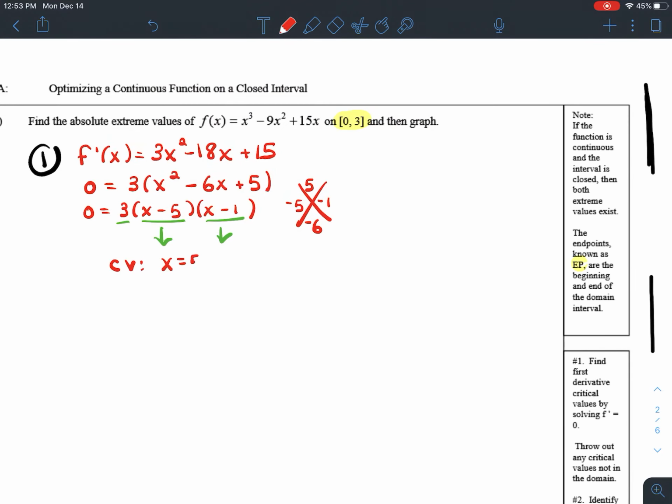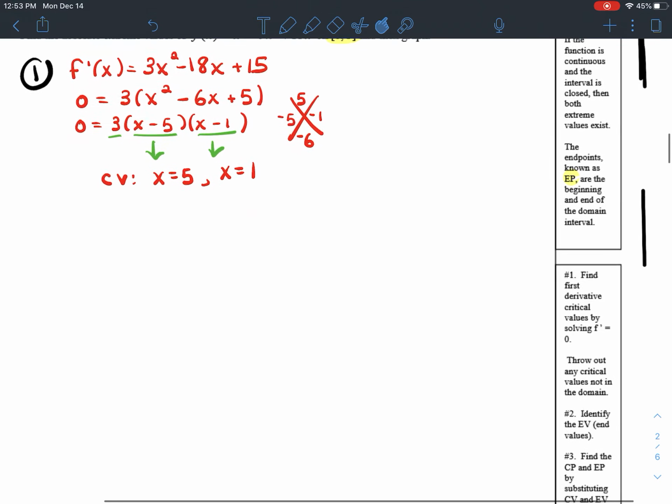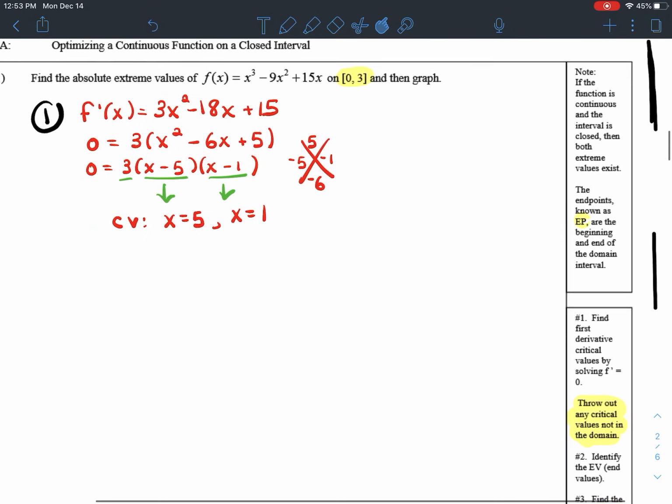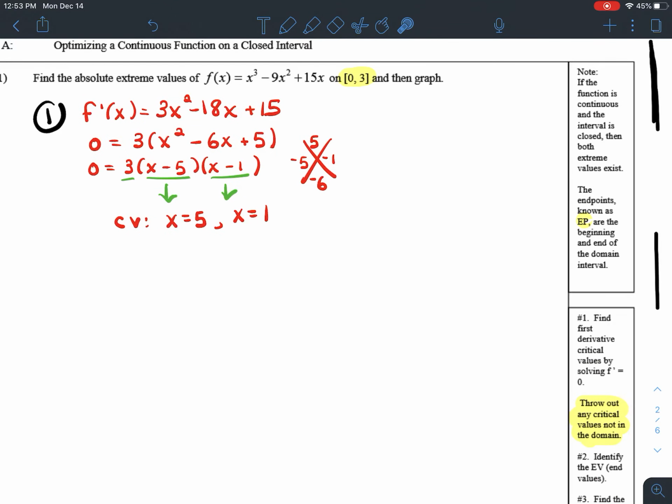So my critical values are going to be x equals 5 and x equals 1. Okay. Now notice the other part to step 1. It says throw out any critical values that are not in the domain. Okay, the domain for this problem is defined up here. They only want us to pay attention to the graph between the x values of 0 and 3.